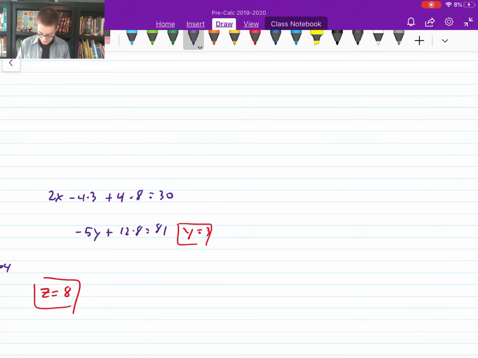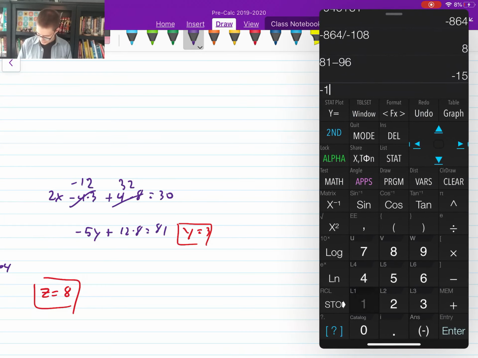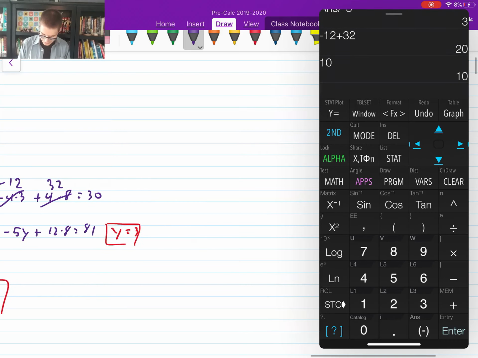And so now we've got 2x minus 12 plus 32 is 30. So let's see, negative 12 plus 32 is 20. Subtract 20 from both sides, so we get 30 is 10. So this becomes 2x equals 10, or x equals 5. And that is our third answer.